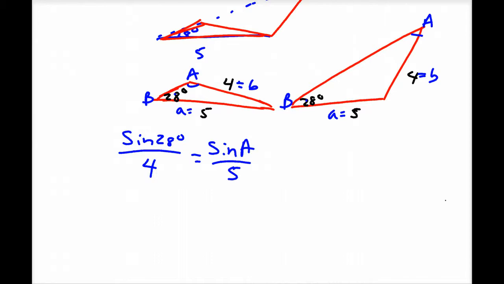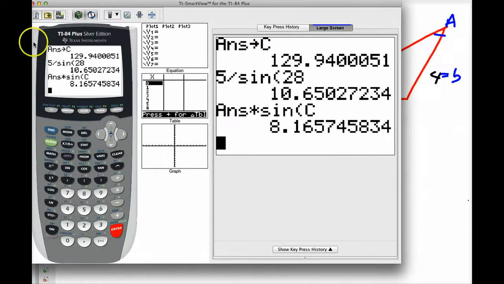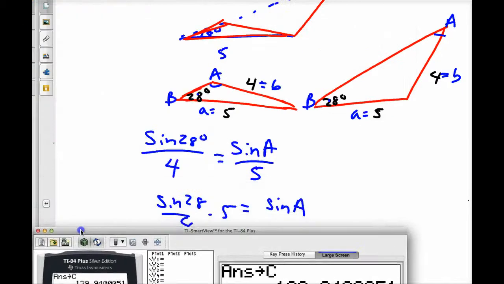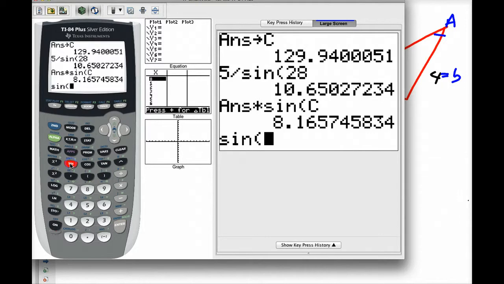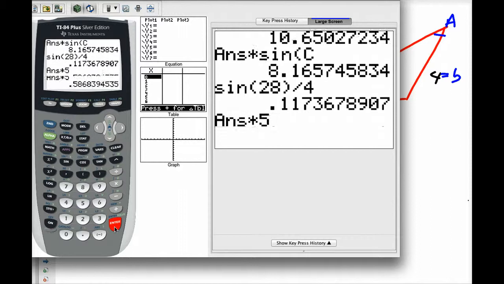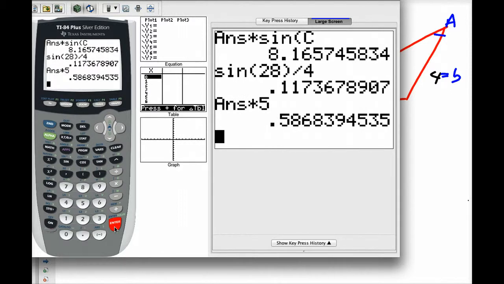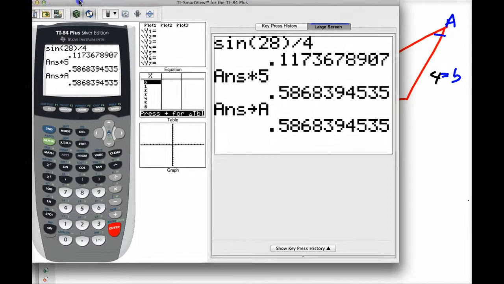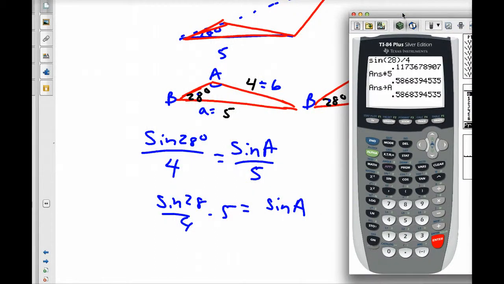So first, let's go ahead and find what the calculator gives us for A. So I'm going to do sine of 28 over 4 times 5 equals sine of A. The same work I did up above. It's just I switched the 4 and the 5 around and made the other one A and the other one B. Okay, so let's plug that in again. So it's sine of 28 divided by 4, multiply that by 5. And that equals sine of A. I'm going to save this. I'll do this as an A now because I'm doing sine of A. So sine of A is 0.59 approximately.